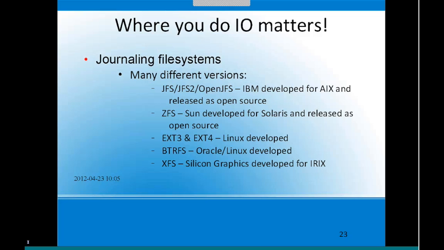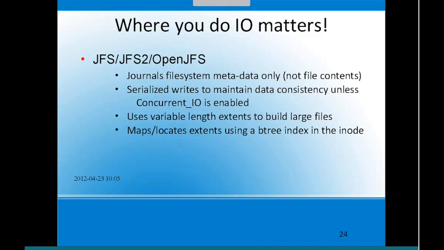There are many different kinds: JFS, JFS2, ZFS, Ext3 and Ext4, Btrfs, XFS. And let's talk about some of them real quick. So JFS or JFS2 is an IBM invention. It's open source. It's available on Linux and several other operating systems besides AIX. It's the basic operating system file system for AIX.